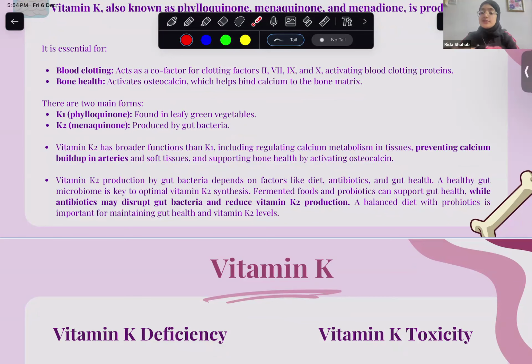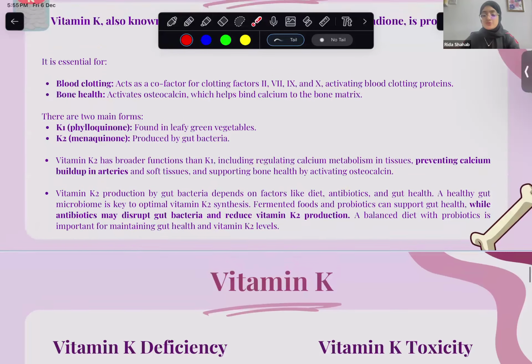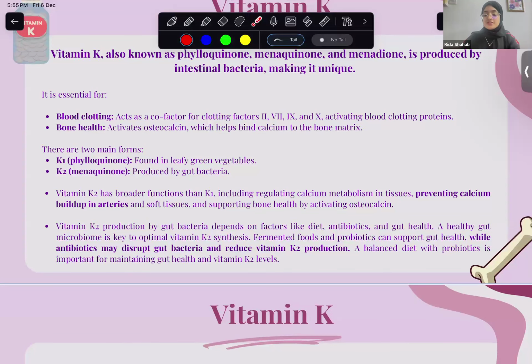Okay, fermented foods and probiotics can support gut health. However, antibiotics do not support gut health and can disrupt the gut bacteria and reduce vitamin K2 production. So, you need to have a balanced diet with probiotics to have good gut health, to be able to produce K2, which is menaquinone, so that you don't build up calcium in your arteries. Does that make sense? Do you guys want me to repeat that? Because these two points are important.